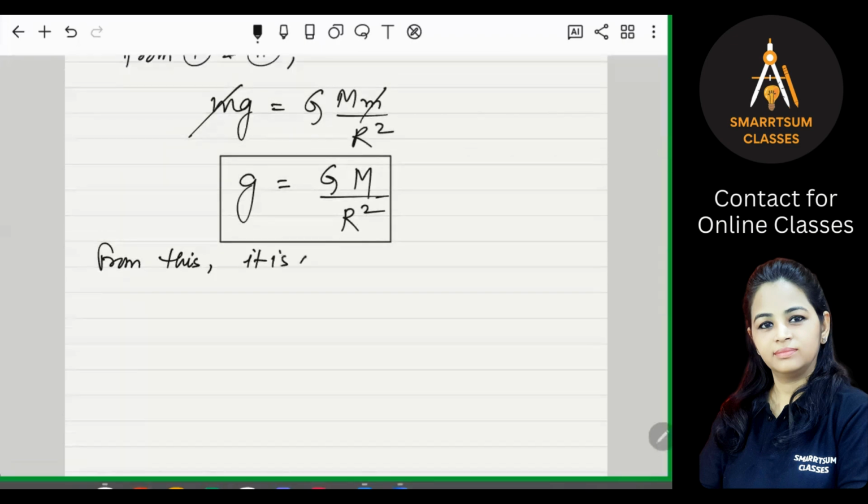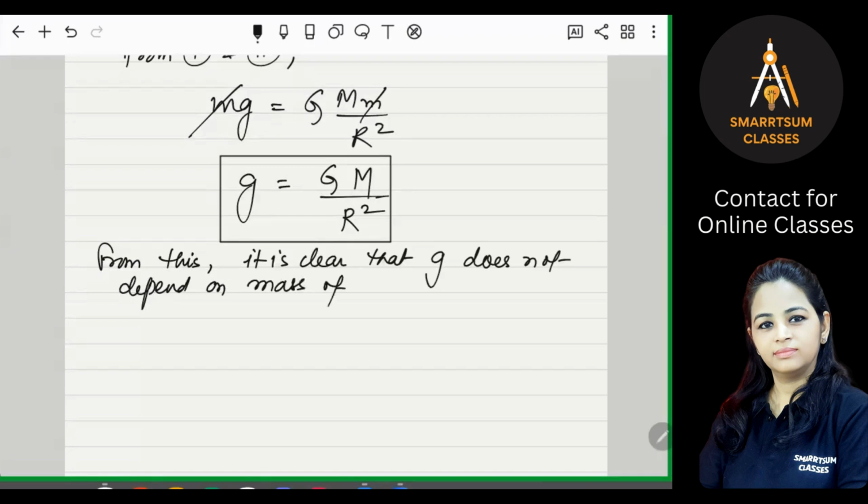So write down, from this formula it is clear that g does not depend on mass of falling object. It depends upon mass of the Earth only. Is that clear?